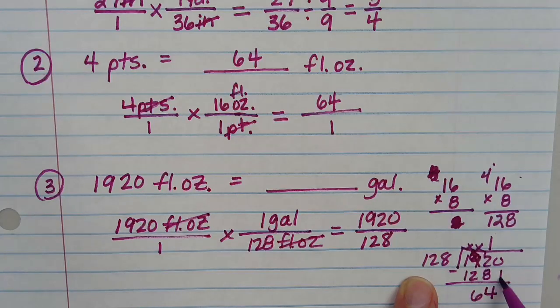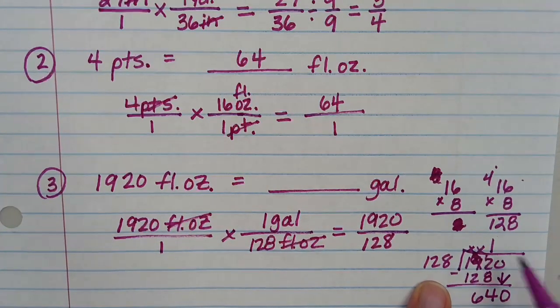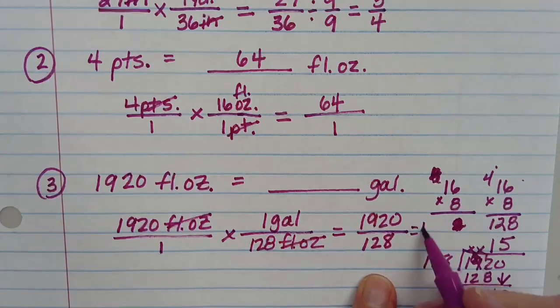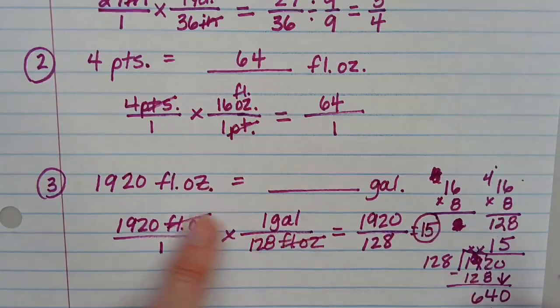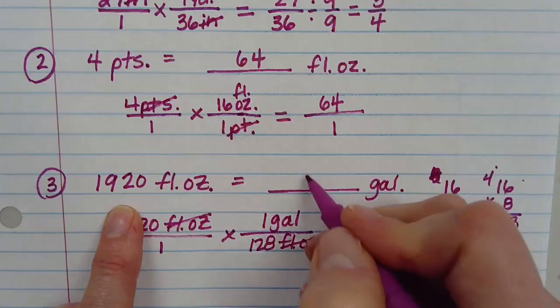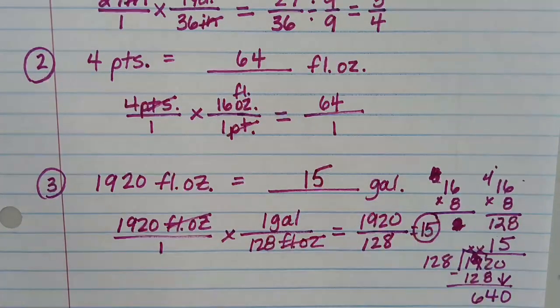And I get 64, bring down the 0. Okay, if I multiply by 5, 8 times 5 is 40, carry the 4, and 1 times 5 is 5 plus 4 is 9. I get 15. And so if I have this many ounces, I'm going to have 15 gallons.